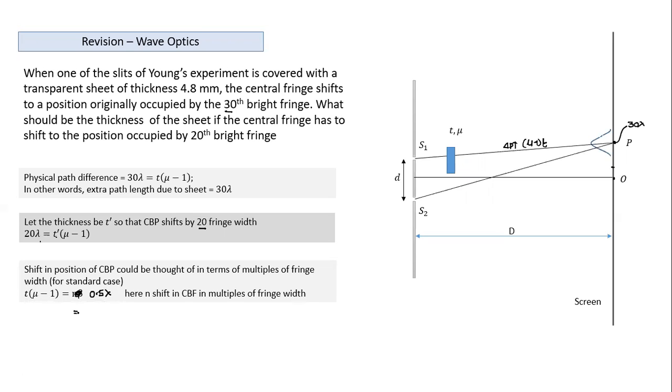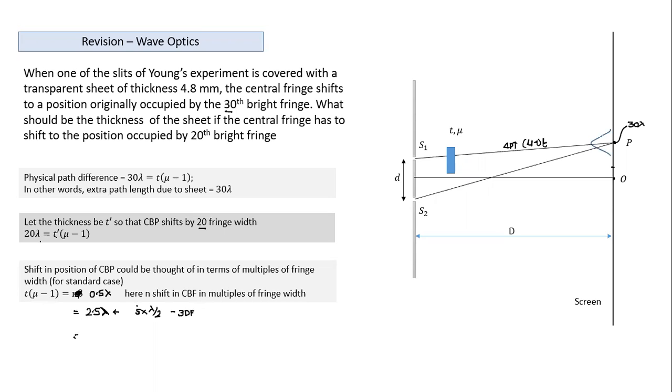And suppose this number is equal to 2.5 lambda. What does it mean? If this term evaluates to 2.5 lambda, the central bright fringe shifts to a point where the physical path difference is 2.5 lambda. Which dark fringe does 2.5 lambda correspond to? It is 5 times lambda by 2, an odd multiple of lambda by 2, so it has to be a dark fringe. When it is 1, it is the first dark fringe, 3 the second dark fringe, 5 the third dark fringe. So if I place a sheet with T times (mu minus 1) equal to 2.5 lambda, it shifts to the third dark fringe.